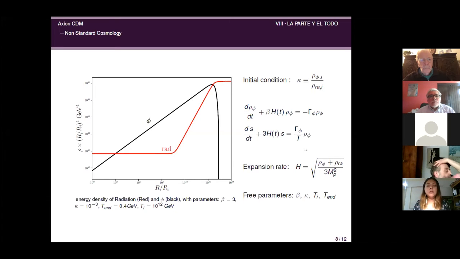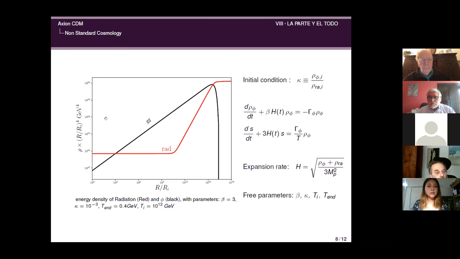Then now the expansion rate is different. Now it has two contributions, one from this new field and one from radiation. And the free parameters of our theory are beta, related to the equation of state of this new field, kappa, and the temperature at which we are considering this new cosmology, T_end.